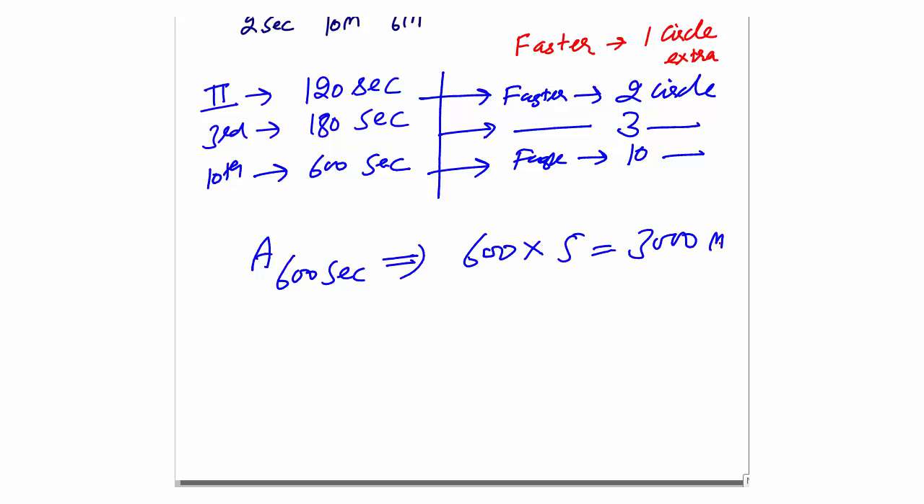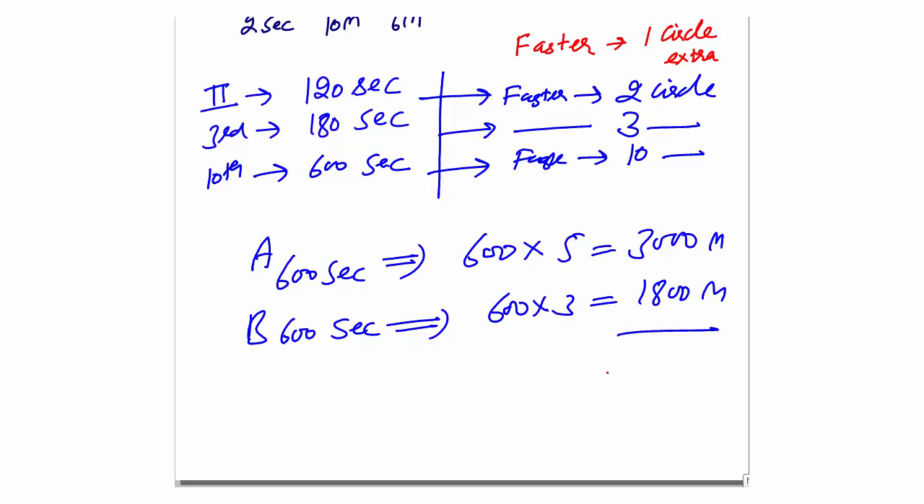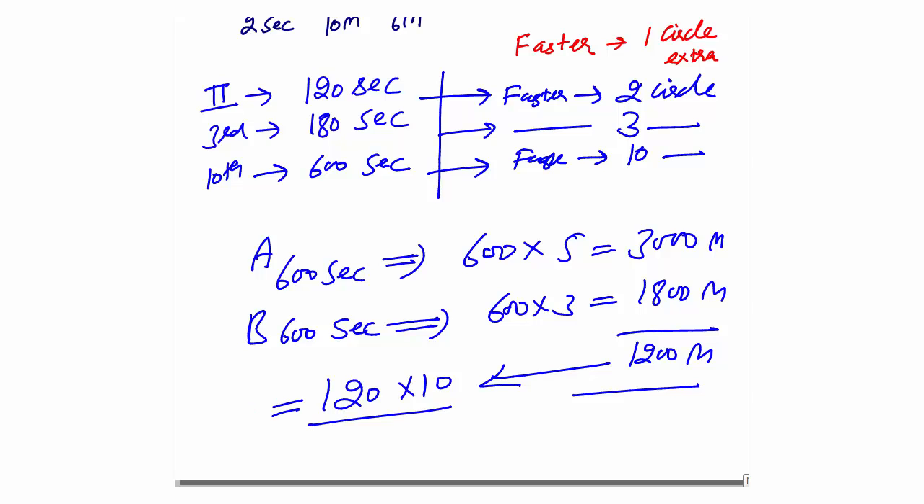B will cover how much in 600 seconds? B will cover 600 into 3, that is 1800 meter. The extra distance covered by A is the difference, that is 1200 meter. Now 1200 meter is 120 into 10. It means that A is covering an extra 10 circles. This is 10 circles because each circular track is of length 120 meter.